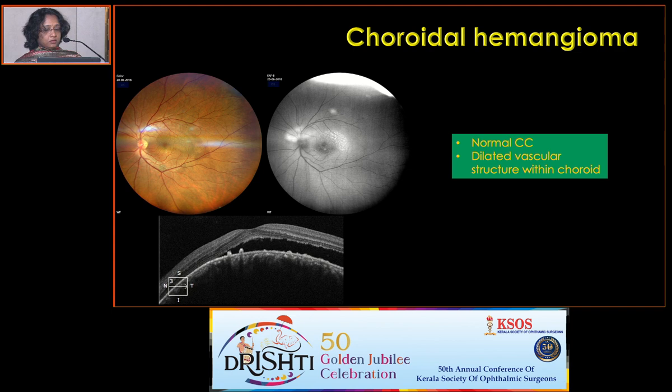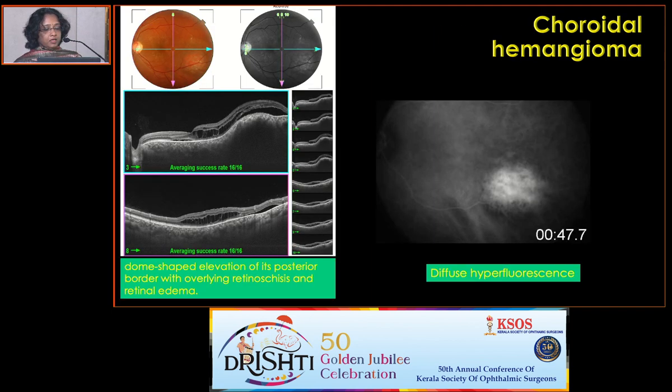Another one is the choroidal hemangioma. Again, in chronic cases of hemangioma, you will see features of intraretinal fluid and subretinal fluid, and FFA will show diffuse hyperfluorescence.